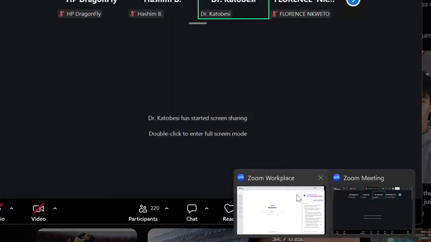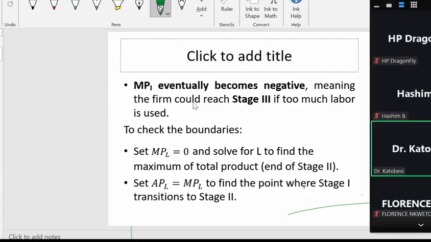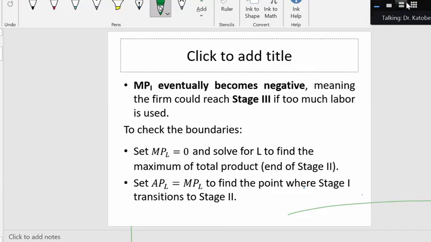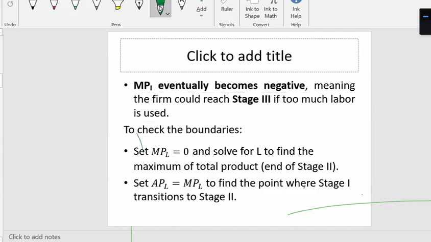That's an explanation in order to understand the concept. Where should you decide to produce? Which level is the optimal level? That's why as economists, we have formulas for how to get the optimal level. So by looking here, you can see 4, but in our concept, if the demand is high, there is also a way. For example, here, you can see the marginal product eventually becomes negative, meaning that the firm could reach a stage.